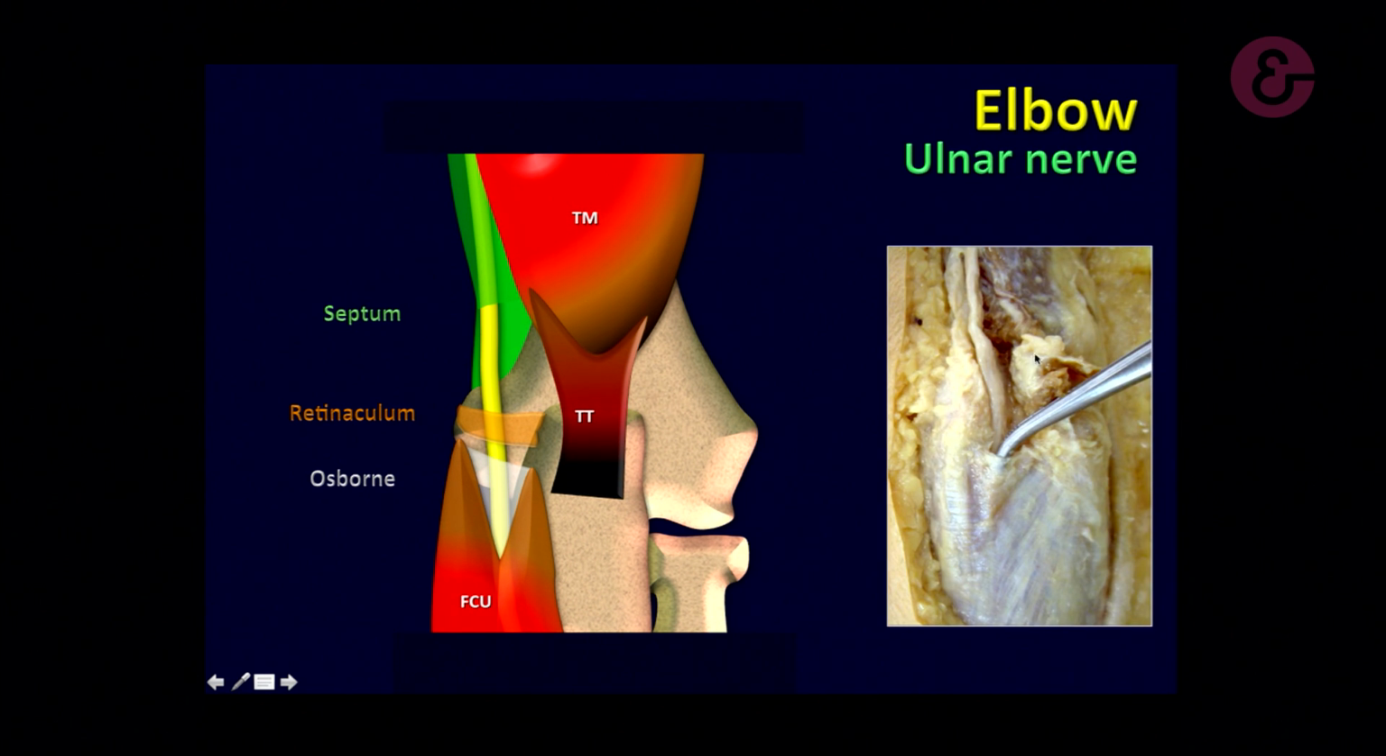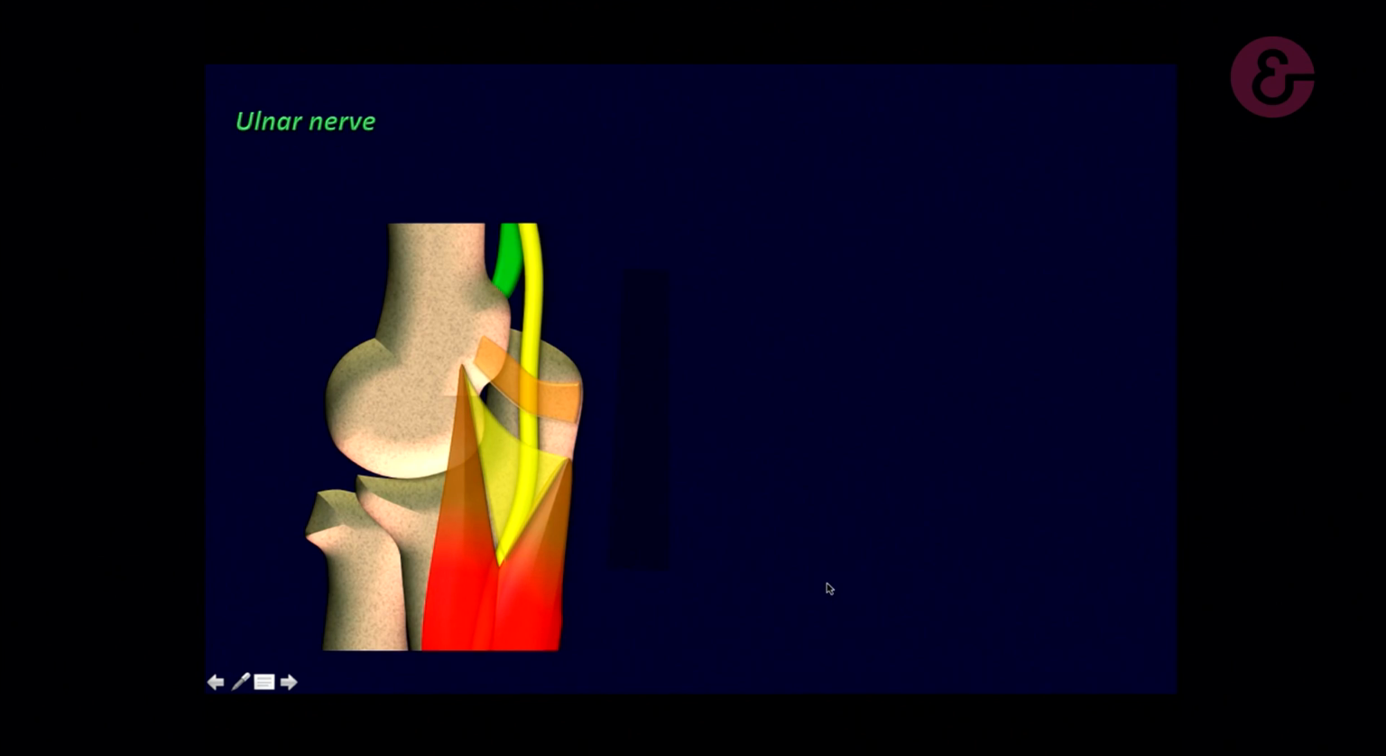This is my dissection. You can see the retinaculum, and you can see the two heads of the flexor carpi ulnaris muscle, and this is the Osborn fascia, and the nerve running just below the fascia. The ulnar nerve in extension, there is no problem at all because the retinaculum and the fascia are relaxed. So there is no problem. The nerve has enough room inside the tunnel.